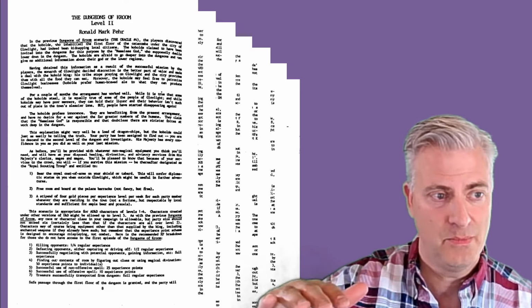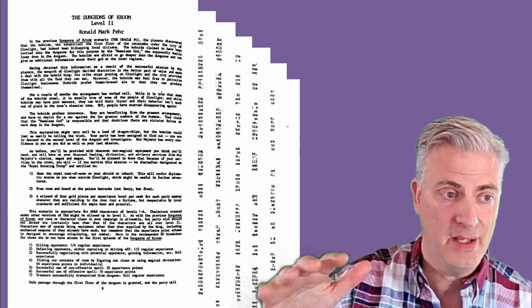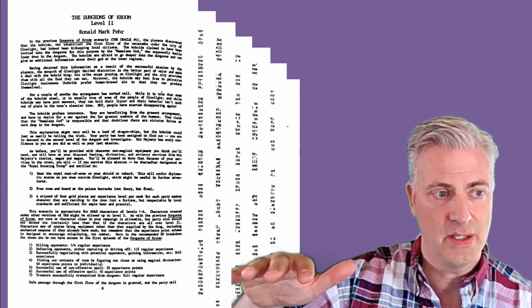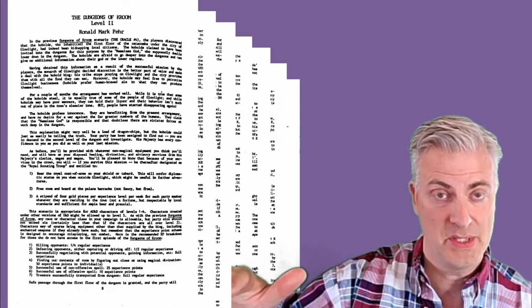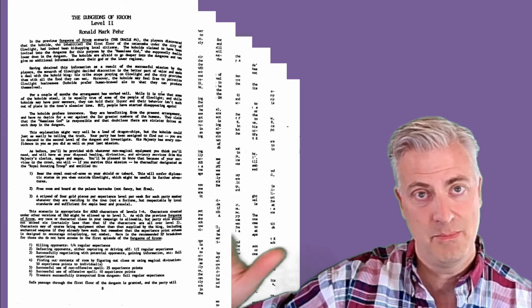So the Dungeons of Kroon, this is the adventure, by Ronald Mark Pehr again. This is the second level. Remember, last time you were on the first level. You've ostensibly successfully negotiated that level. Probably, according to this, haven't killed everybody. You've reached detente. You've come back out, and the kobolds who were on the first level now have reached a treaty with the people in the city where they stop eating, kidnapping people.